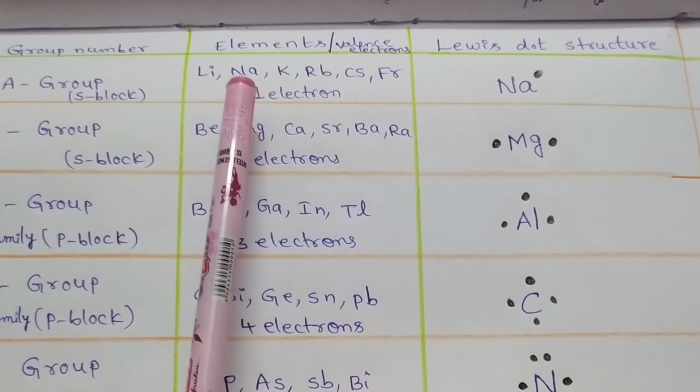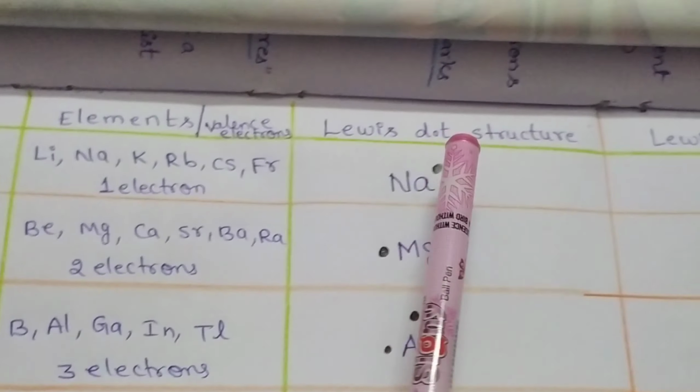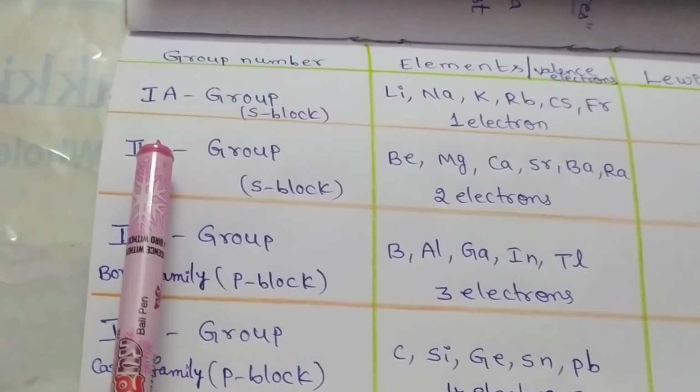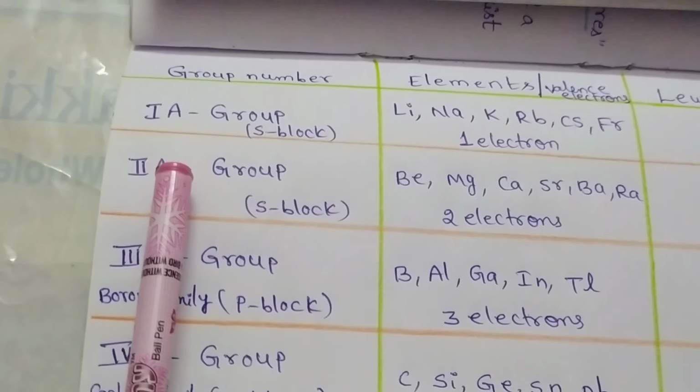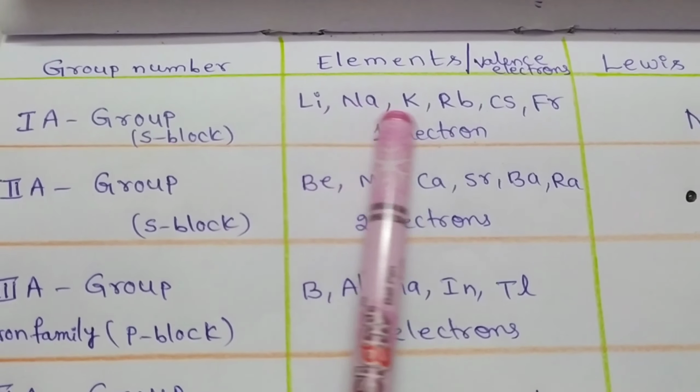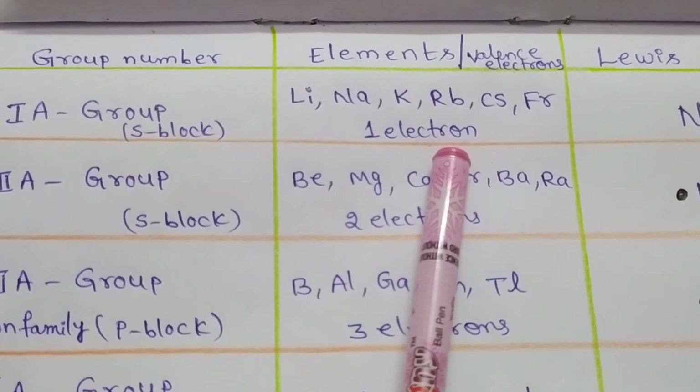This tabular column contains group number, elements and their valence electrons, Lewis dot structure and Lewis cross structure. We can discuss one by one here. The first A group elements are lithium, sodium, potassium, rubidium, cesium and francium. These elements contain one electron in their outermost shell, so these elements contain one valence electron.